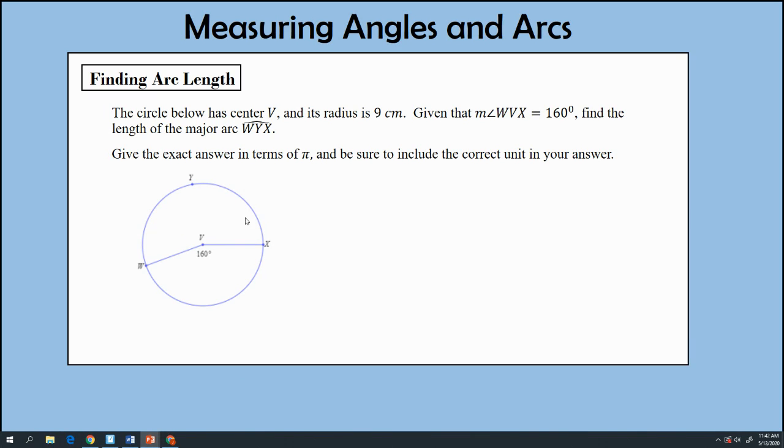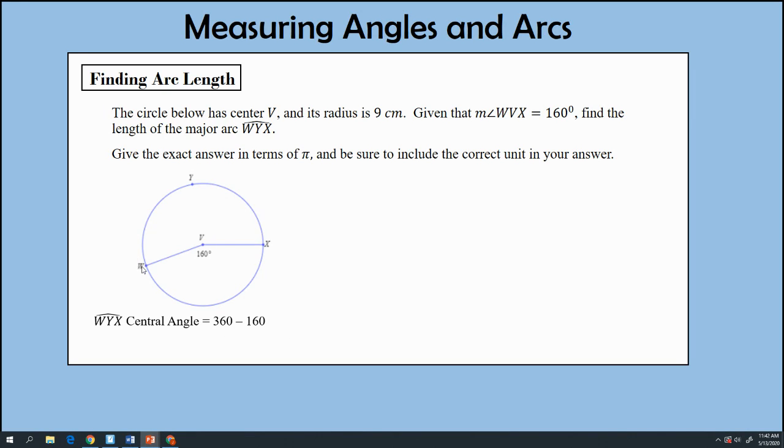In the circle below, which has center V, the radius is 9, so that means V to X is 9, V to W is 9, V to Y would be 9. Given that WVX, this angle is 160, find the length of major arc WYX. Give the exact answer in terms of pi, include units. Okay, so first things first, we're not trying to find this arc, this WX piece. We're trying to find the other part.